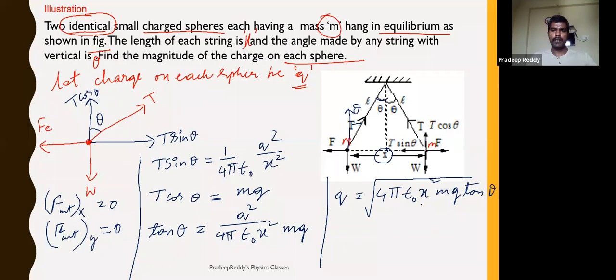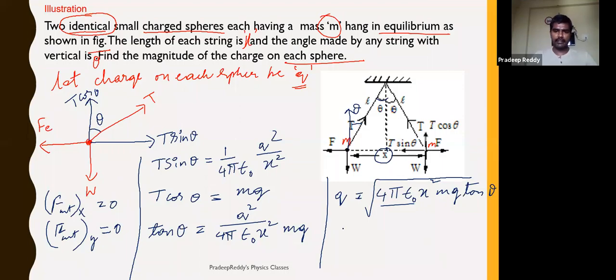4 pi epsilon naught is a constant value. x is the separation between the two charges, which is already known to you. You can measure it using a scale. m is the mass of the charged particle, which is also known. g is the acceleration due to gravity, its value is 9.8. Theta value, you can calculate it.